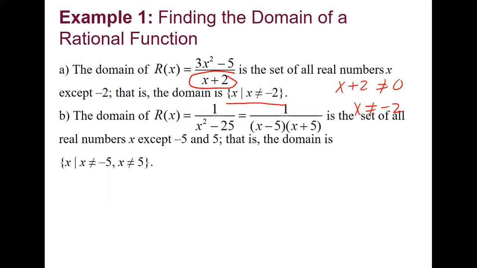So then if you look here, example B. Notice how it's x squared minus 25. This is not factored. So before you can find the domain restriction, you have to factor if possible. So when we factor x squared minus 25, we end up with x minus 5 times x plus 5. So I'm not only setting one thing not equal to 0.